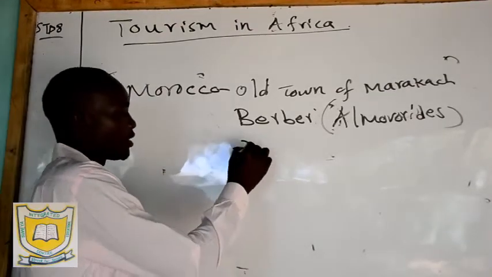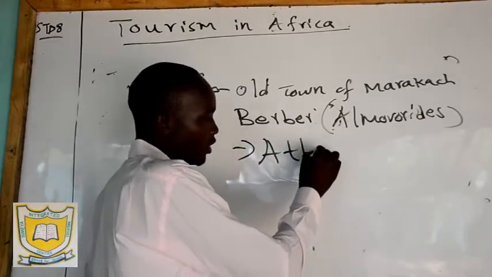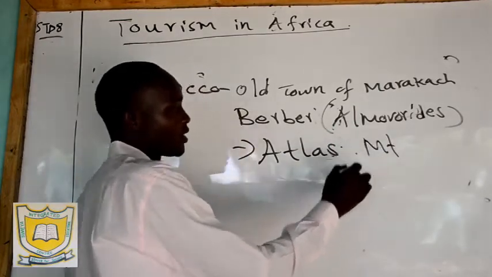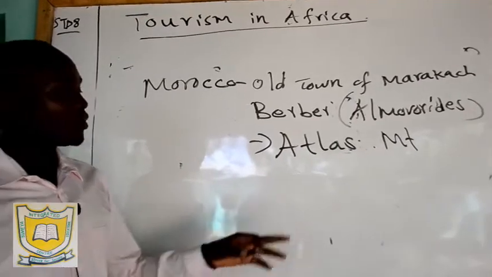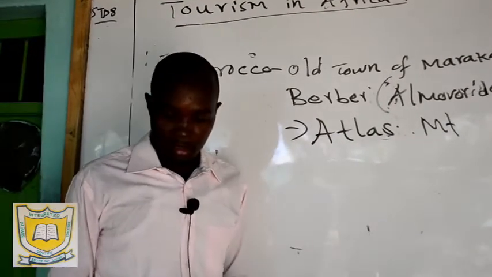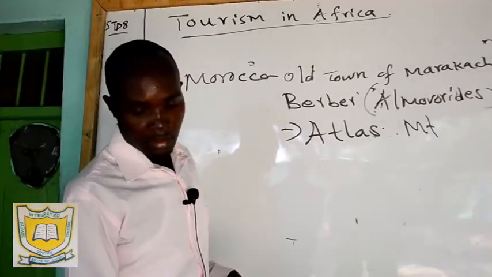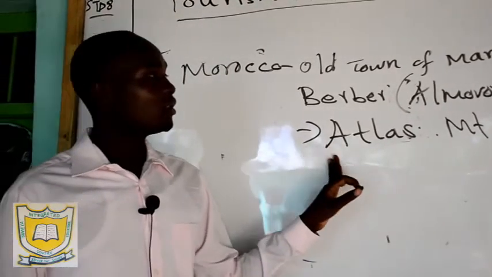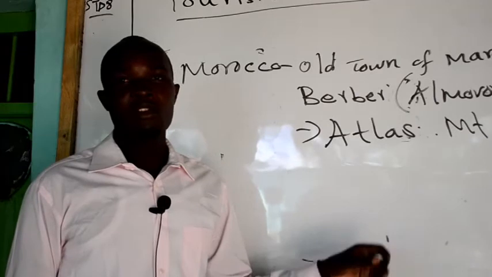And then we have a great mountain called Atlas Mountain. It's one of the greatest fold mountains in Africa. It's also found in this country called Morocco. It also attracts very many tourists in this area. So that is about Africa. I think those are the major tourist attraction sites in Africa, and we shall wind up on that.